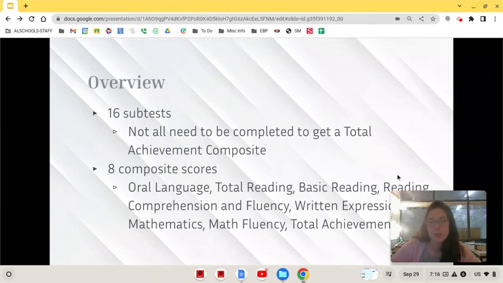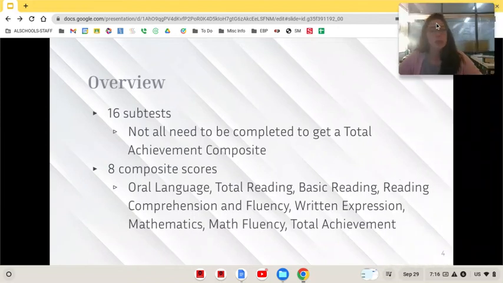Let me see if I can move myself quick. So there are 8 composite scores. They include, I'm not going to list all 16 subtests. They are in a few slides. I'll review them for the basal and ceilings, but I'm not going to list them here.